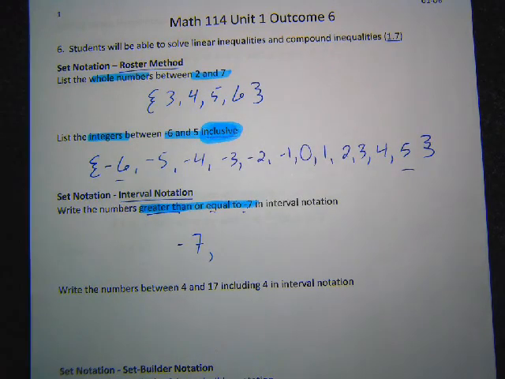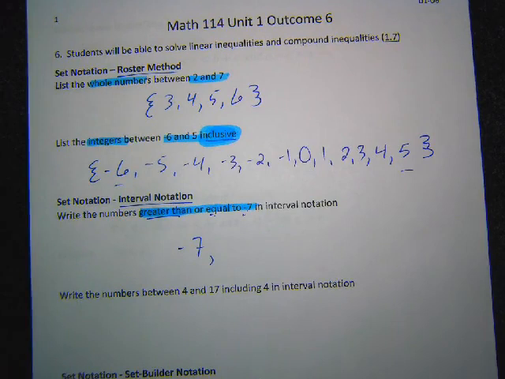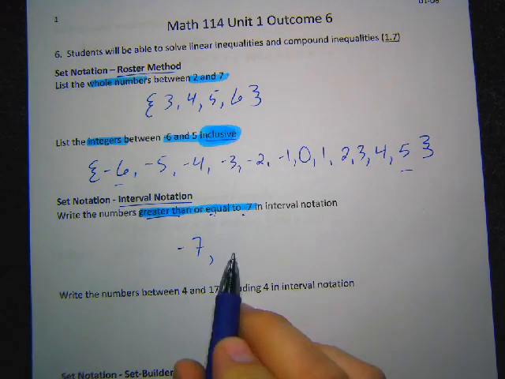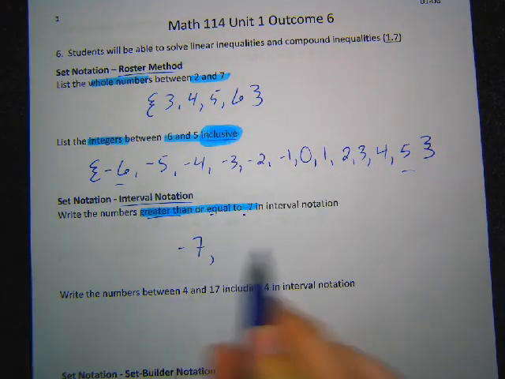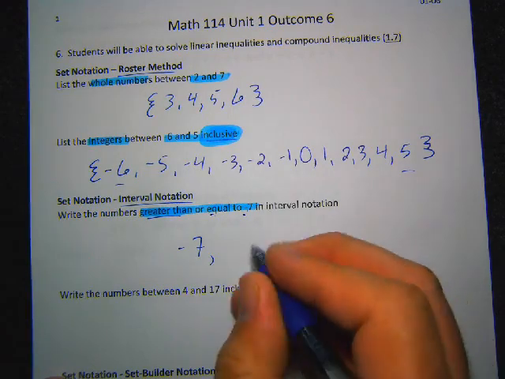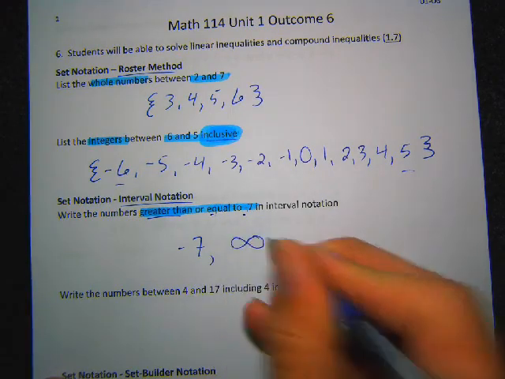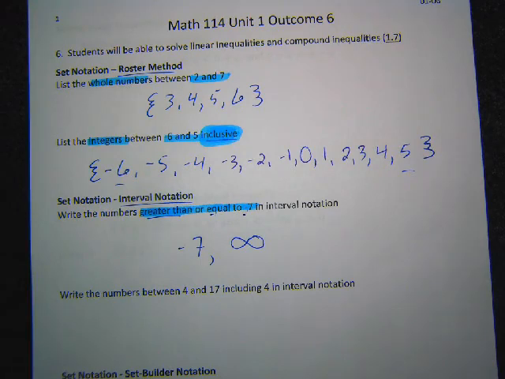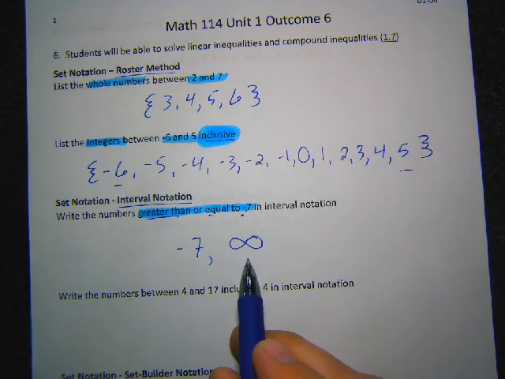Positive 8, positive billion, positive 2 billion. Those are all bigger than -7. Those numbers all work. You can go as big as you want. So we're going to use the infinity symbol, right? Because there's no limit. You can go as large as you want. So anytime you have no limit, it just keeps on going forever and ever, we'll use the infinity symbol.